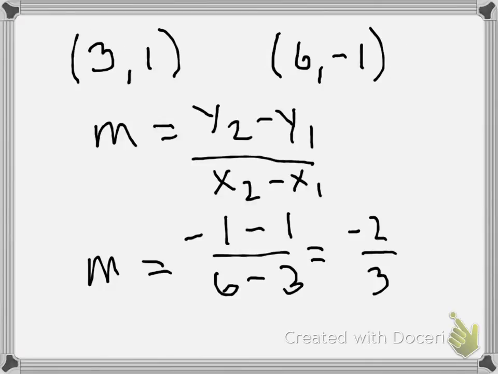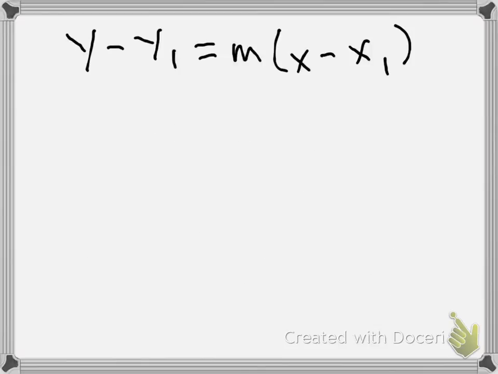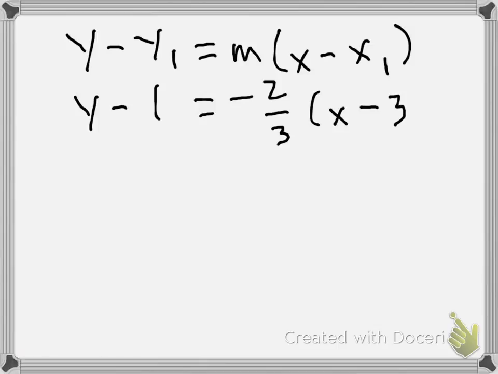So again, my x is 3 and my y is 1 using that first point, and my slope is -2/3. We'll plug in. So y minus the y value from my point, which is 1. My slope is -2/3, so we'll plug that in for m. And my x is 3. Okay, and so now we'll work it out.